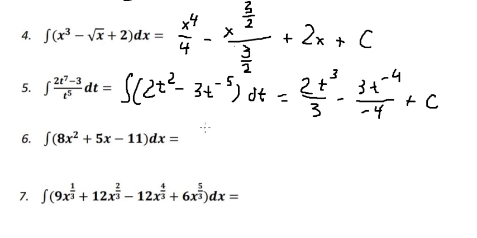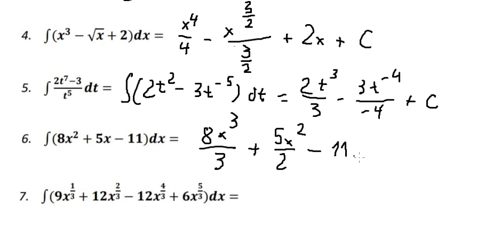This one you get ax to the power of 3 over 3 plus 5x squared over 2 minus 11x.